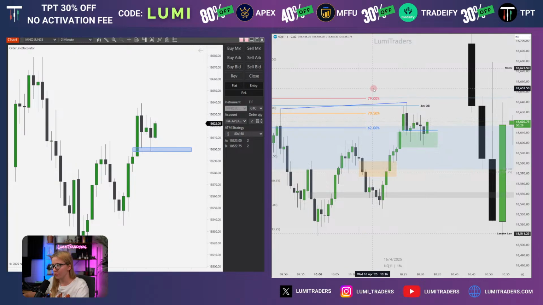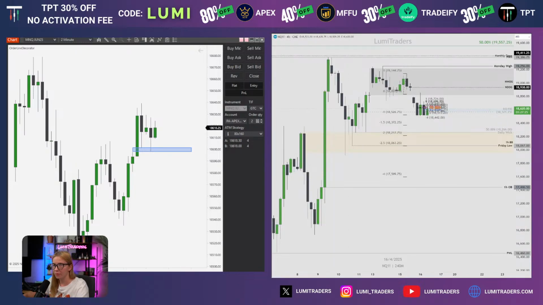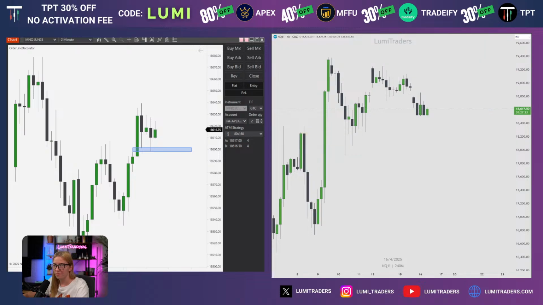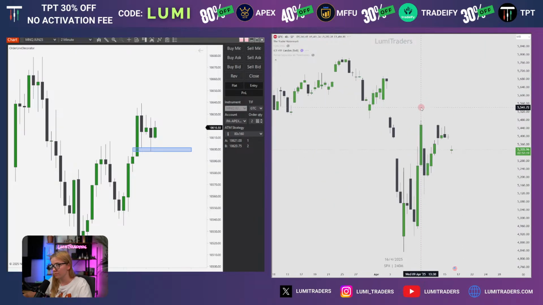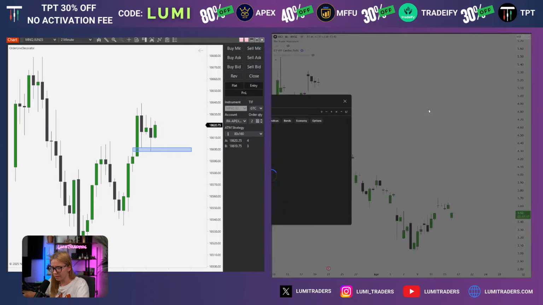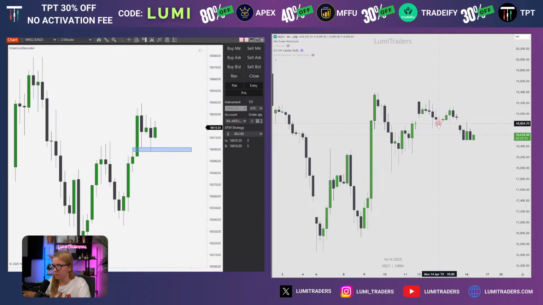Going for a chart right now. Let me hide drawings to show you something. See these candles right now? Like, what is this? What? See this consolidation right here?